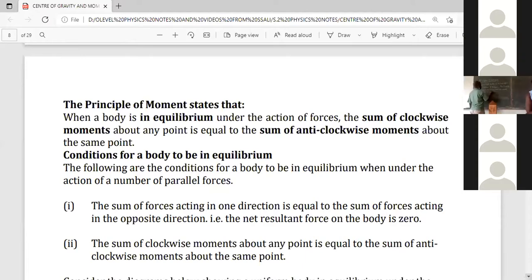equal to the sum of clockwise moments about the same point, provided the body is in equilibrium. Provided what? The body is in equilibrium.